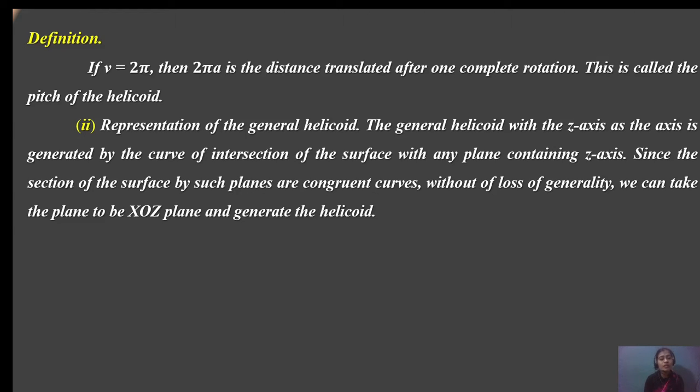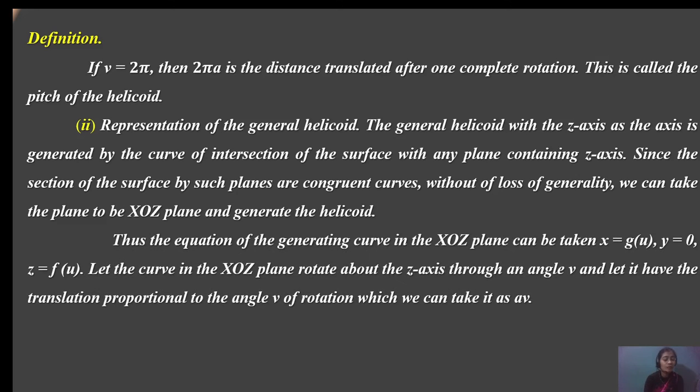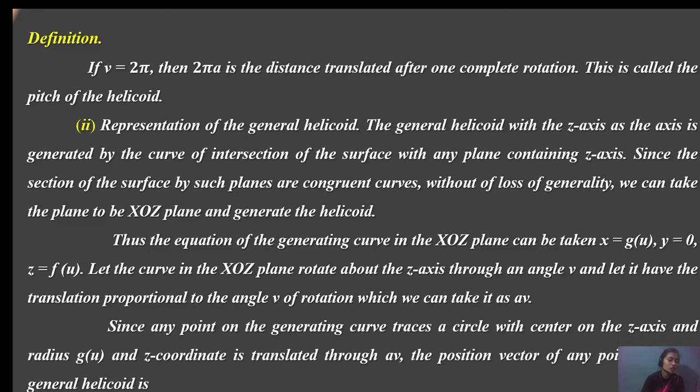The general helicoid with the z-axis as axis is generated by the curve of intersection of the surface with any plane containing the z-axis. Since the sections of the surface by such planes are congruent curves, without loss of generality we can take the XOZ plane. Thus the equation of the generating curve in the XOZ plane can be taken as x equals g of u, y equals 0, and z equals f of u. Let the curve in the XOZ plane rotate about the z-axis through the angle v and be translated in proportion to the angle.